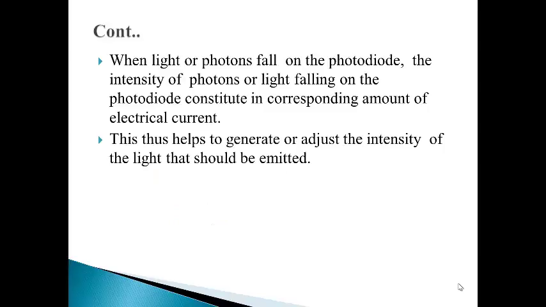When light or photons fall on the photodiode, the intensity of photons falling on it constitutes a corresponding amount of electrical current. This current helps to generate the intensity of light that should be emitted. If a large number of photons fall, low intensity of light is produced, and if there is no light falling on the photodiode, a large amount of light is produced.